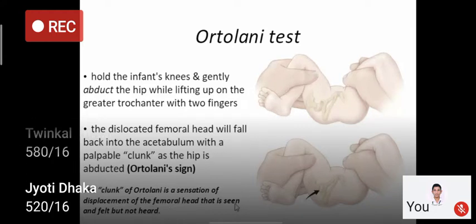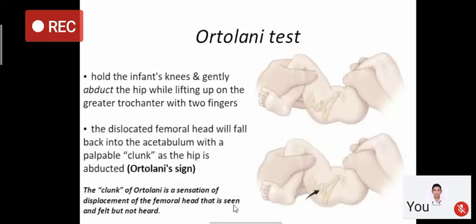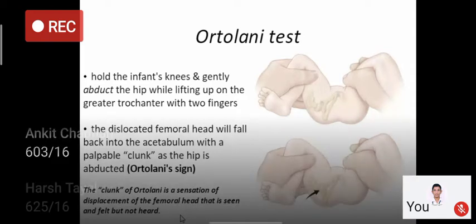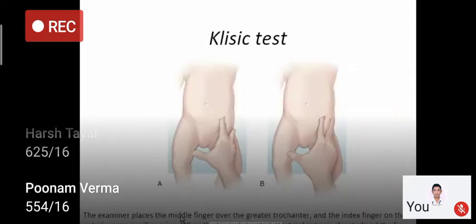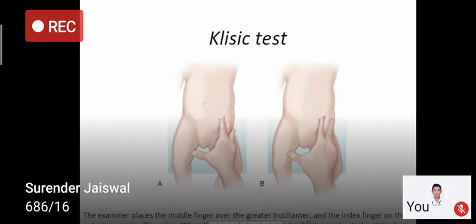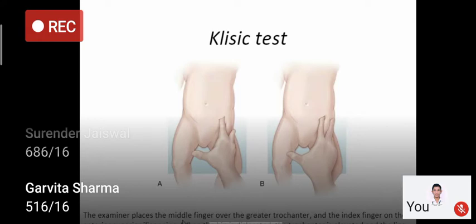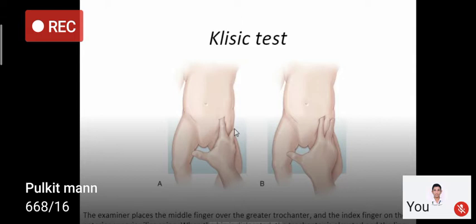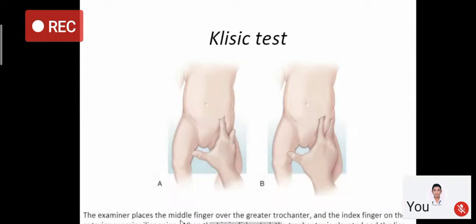And this clunk is seen and felt but not heard. You can feel it with fingers and hand. Another is Klisic test. The examiner places the middle finger on the greater trochanter and the index finger on the ASIS. This is the greater trochanter and this is the ASIS.